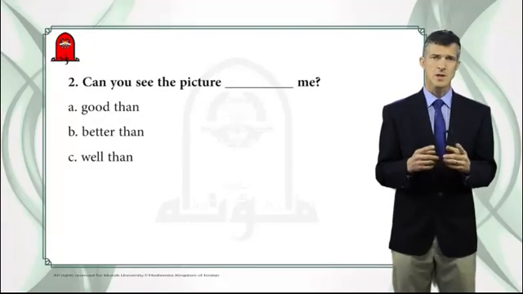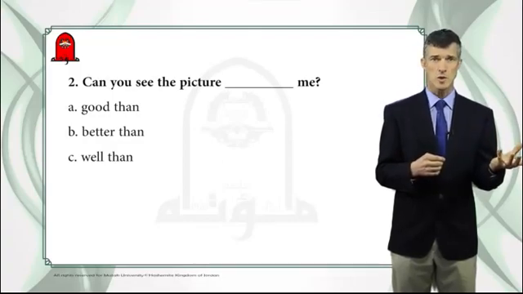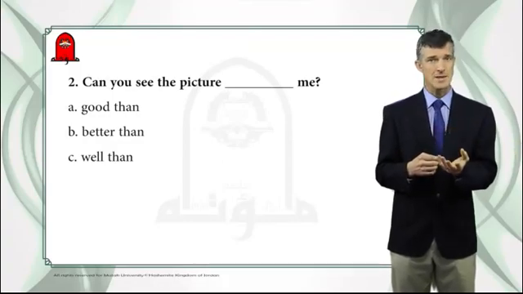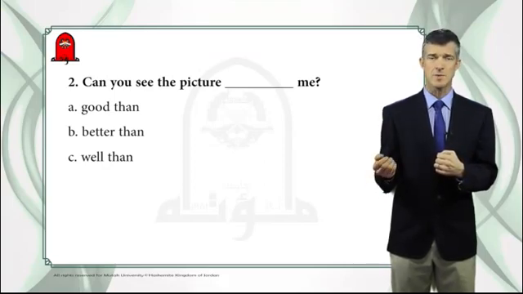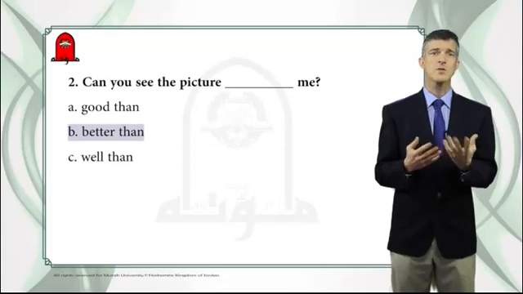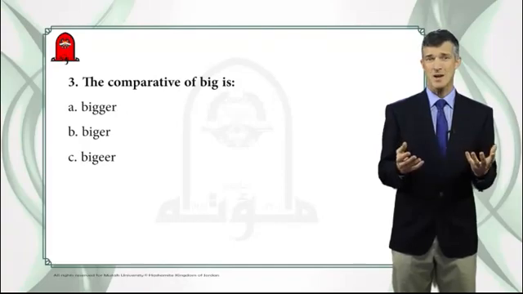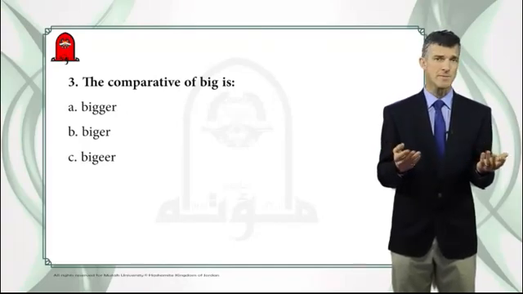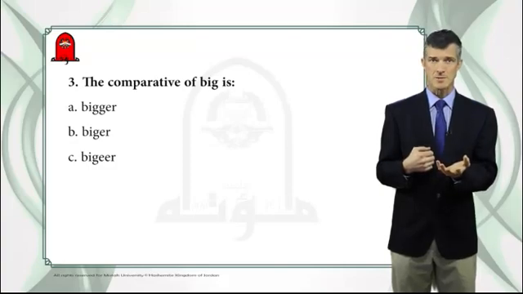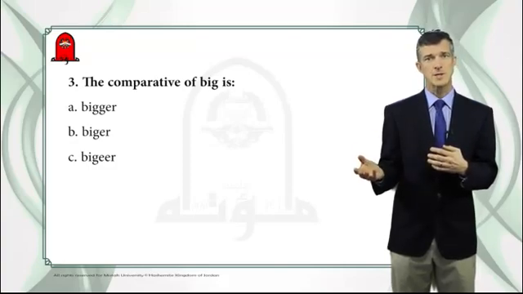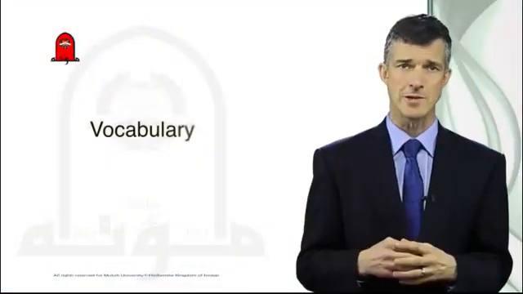2. Can you see the picture blank me? Is it A, good than, B, better than, or C, well than? Answer B. Can you see the picture better than me? 3. The comparative of big is A, bigger, B, bigger, or C, bigger? It is A, bigger. Vocabulary.